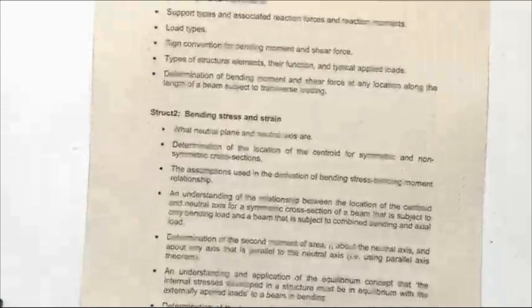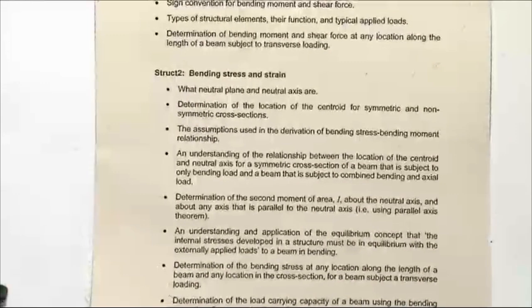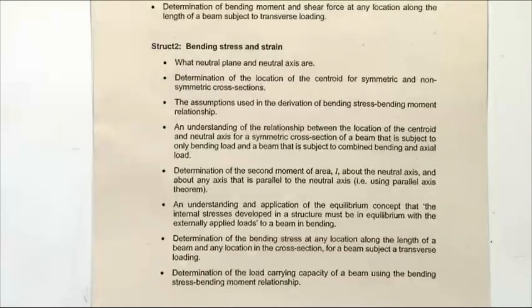And then we've just finished the second part, which is on how to find bending stress. So mainly bending stress and bending strain. So neutral plane and neutral axis, and how to determine the location of a centroid for symmetric and non-symmetric. The assumptions that we use to derive the equation for the bending stress. And the relationship between the location of a centroid and neutral axis for symmetric and non-symmetric when it is subjected to pure bending, and also bending and axial load.